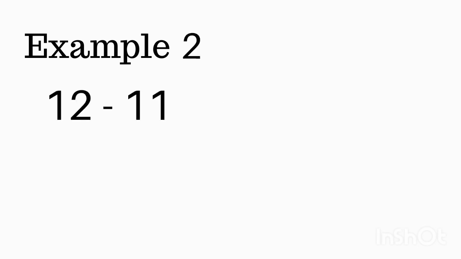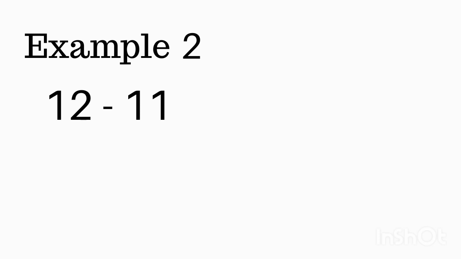Example 2, 12 minus 11. These are not single digits. What are we going to do? We simply arrange them under tens and units. Once we have numbers greater than 9, the easiest way to solve it is to arrange them under tens and units, so we'll be dealing with smaller numbers. We will not have to count a lot of numbers at a time.